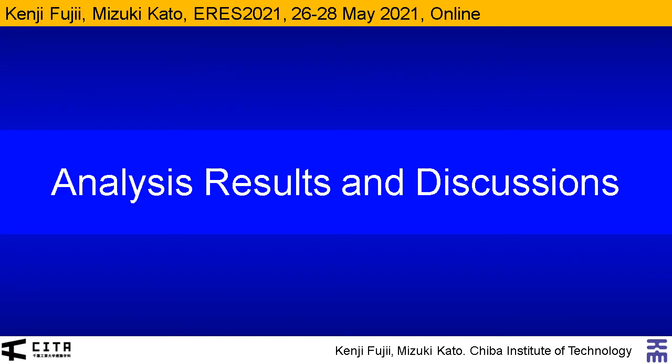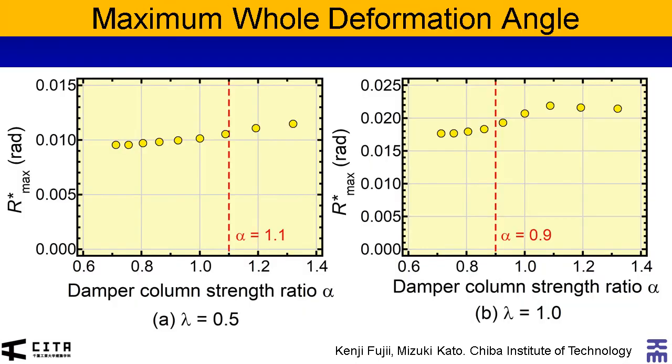So let us move to the analysis results. In this study, the average of results obtained from nonlinear time history analysis of 10 artificial ground motions was considered. This figure shows the relationship between the maximum whole deformation angle R star max and the damper column strength ratio alpha. The result when the scaling factor equals 0.5 is shown on the left, while the result when the scaling factor equals 1.0 is shown on the right.